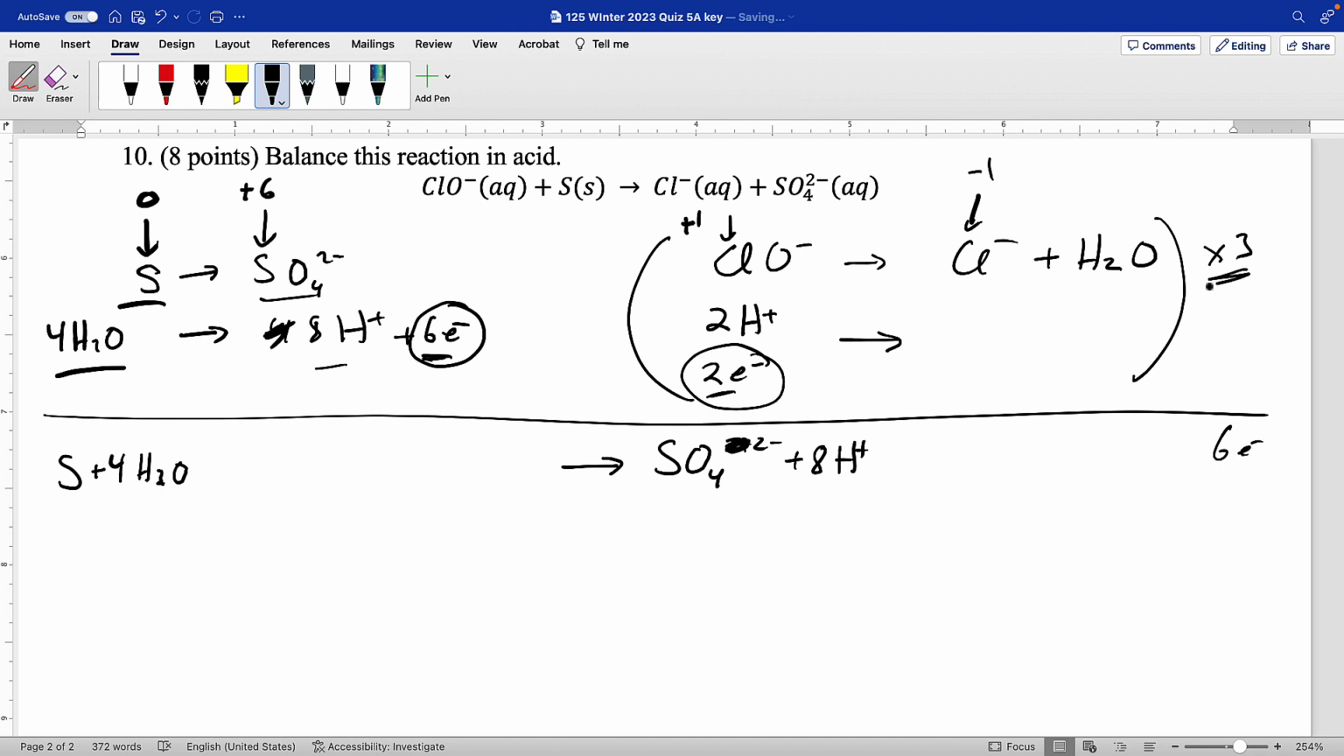Now we look at this one, which remember is times 3. So I multiply everything times 3. So I have 3 hypochlorites. I've got 3 times 2, or 6 hydrogen ions. I'm going to have 3 times 2, or 6 electrons. I'll put those over here. And on the right-hand side, I've got 3 chlorides and 3 waters. Okay, so notice the electrons did cancel because we found the least common denominator.